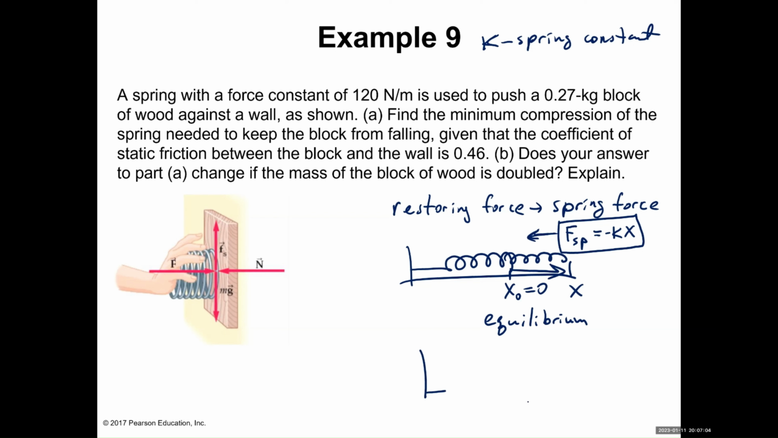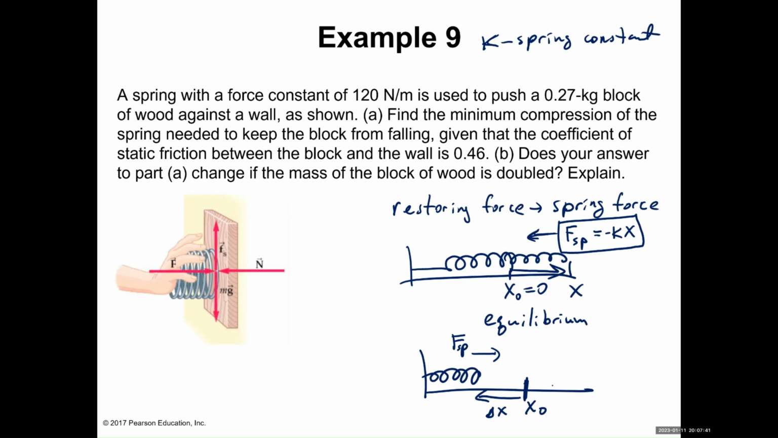But if you compress it with respect to equilibrium, that means you move it to the left, and the force will be to the right. So if displacement is to the left, force is to the right. If displacement is to the right, force is to the left. The reason is that a spring force always points toward the equilibrium position. If you compress to the left, the equilibrium is on the other side, so the force will be in that direction. You stretch it to the right, the force is to the left because equilibrium is on the left side. That's basically the spring force.